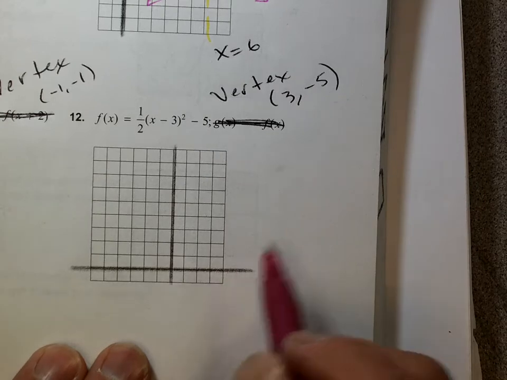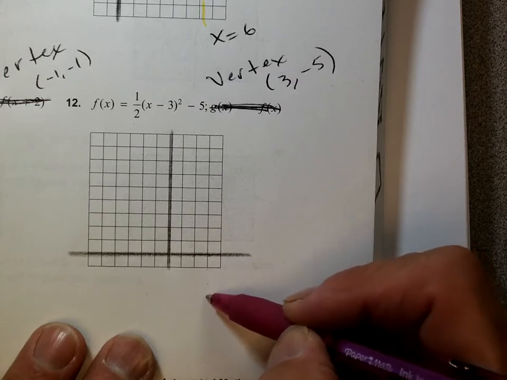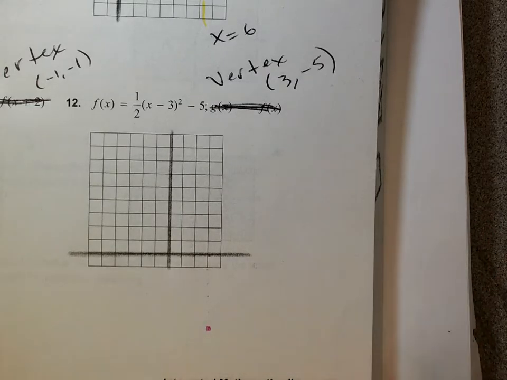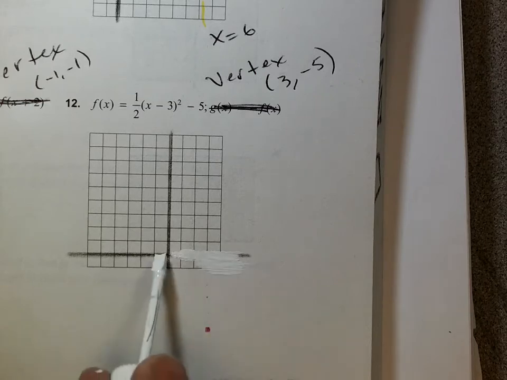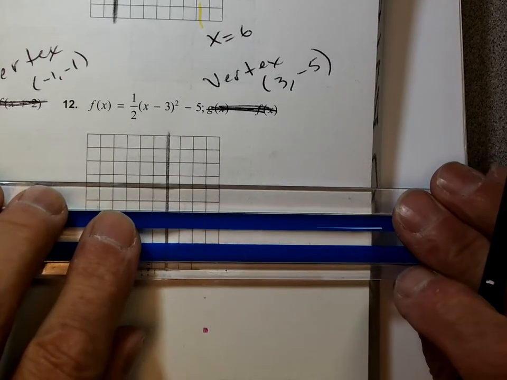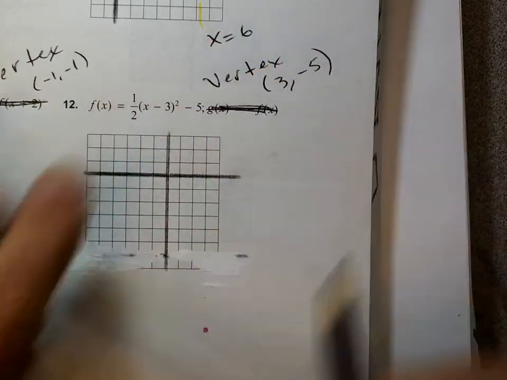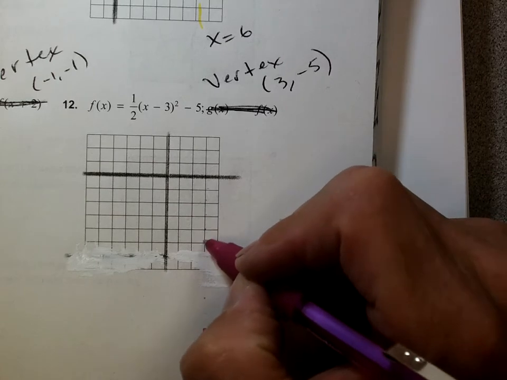Oh, I put my axes in the wrong place. Darn me. Anyway, I'll just make it work. 1, 2, 3. 1, 2, 3, 4, 5. Wow, I really blew that one, didn't I? Shoot. I don't think I have any erasers, but I can use white out. I put that in the wrong spot, didn't I? I'm going to put my axes way up here. Of course, it's Friday. Hallelujah. So 3, 1, 2, 3, 4, 5. There we go. 3, negative 5.